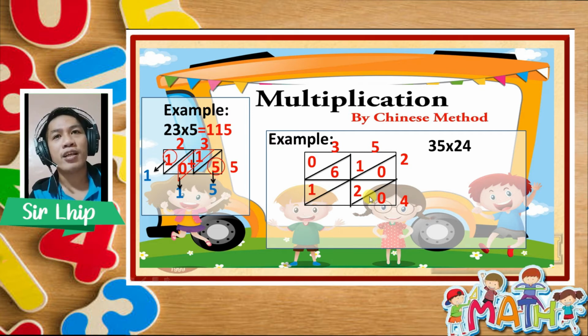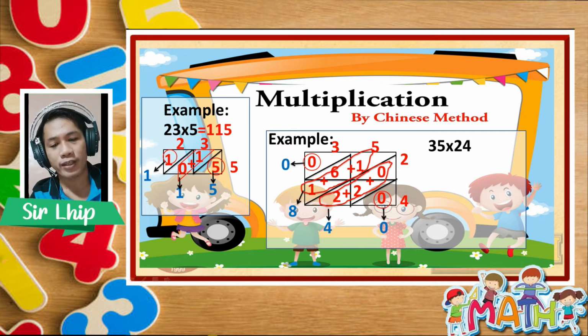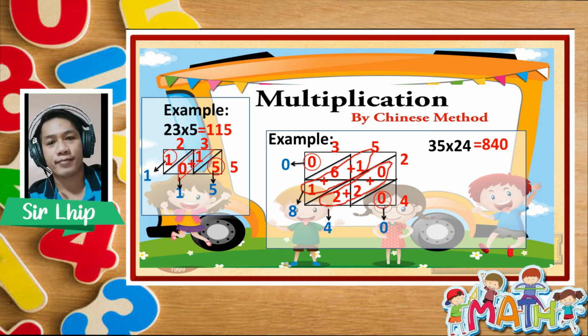Then add diagonally, bring down 0. 2 plus 2 plus 0 equals 4. 1 plus 6 plus 1 equals 8. Then 0. Therefore, the answer of 35 times 24 equals 840.